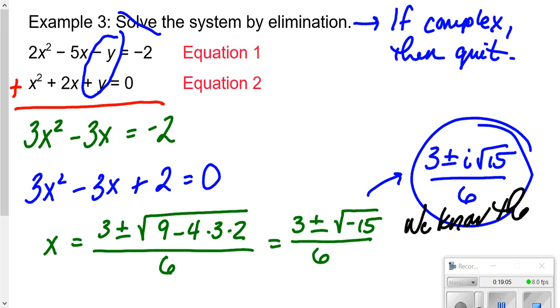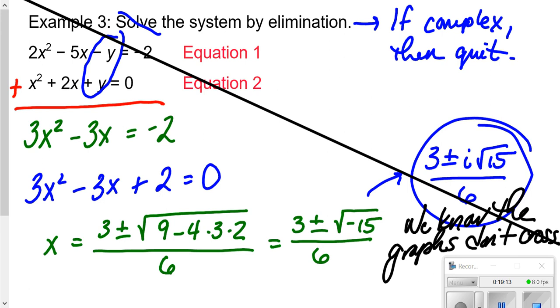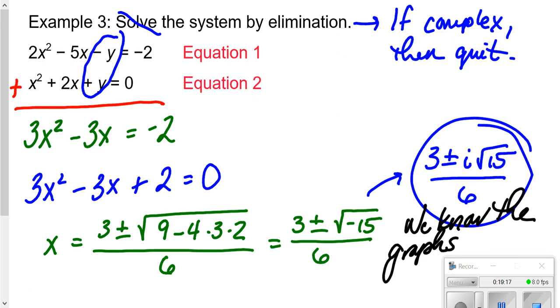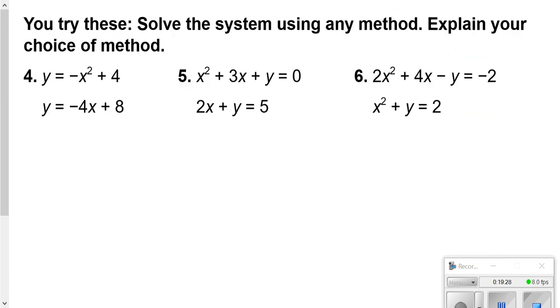We know the graphs don't cross. You don't need to go ahead and find the y, because they don't cross. Okay, so complex, then you can quit. You don't need to find the other variable.